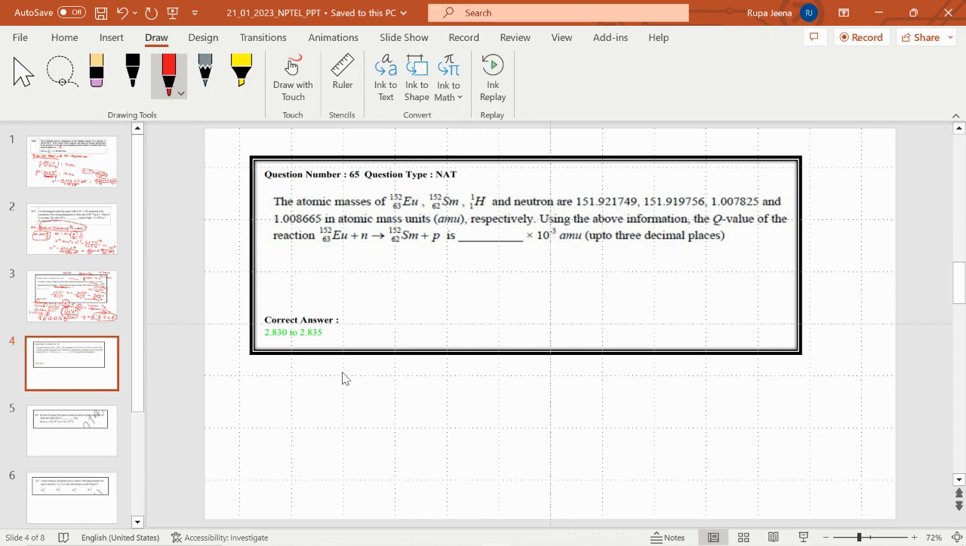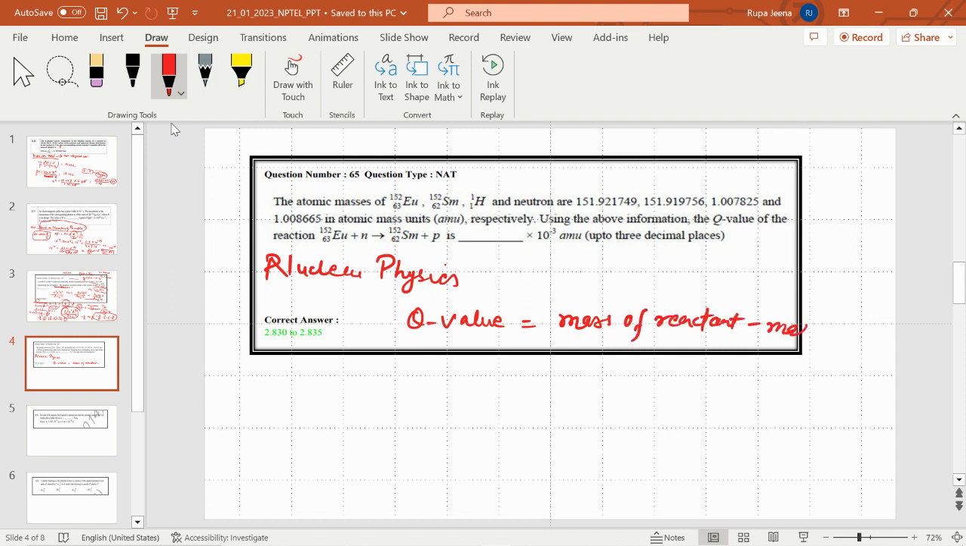Now this question. This is a very easy question. It's from nuclear physics. All you need to do is to find the Q value. And Q value is mass of reactant minus mass of product.